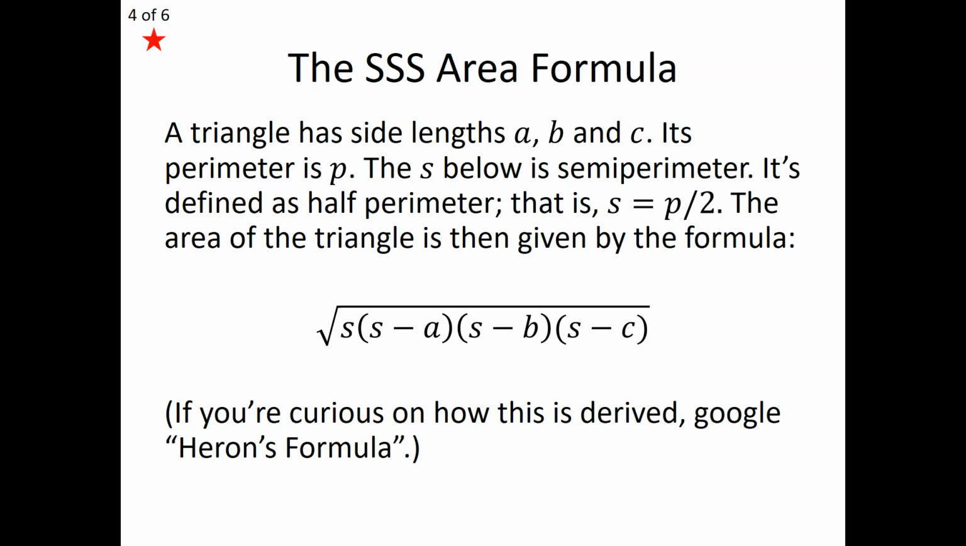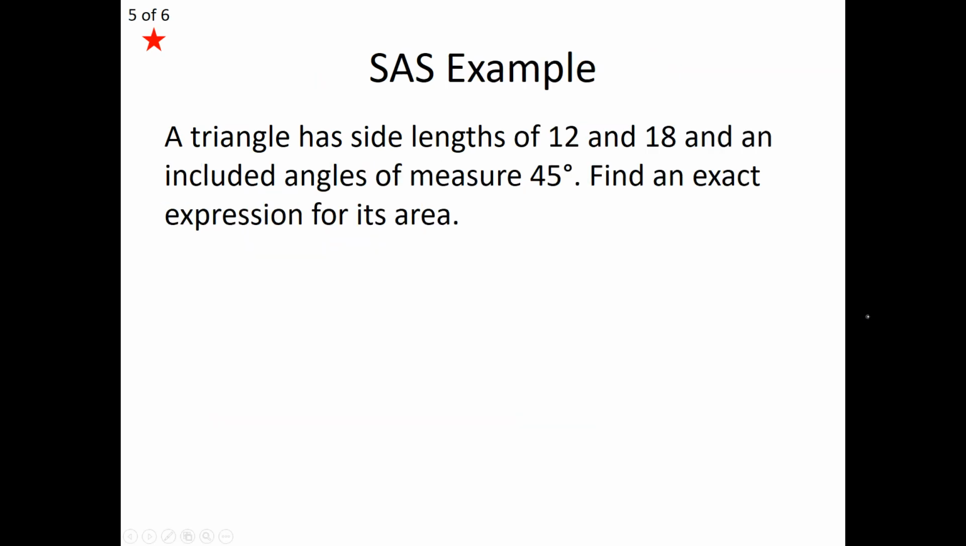What we're going to do to close out our lesson is look at an example of using both of our newly found area formulas, the one for our newly derived side angle side, and this one given to us, the side side side. Let's start with a side angle side example. Let's say we're given a triangle with side lengths of 12 and 18, and their included angle that measures 45 degrees. Find an exact expression for this area.